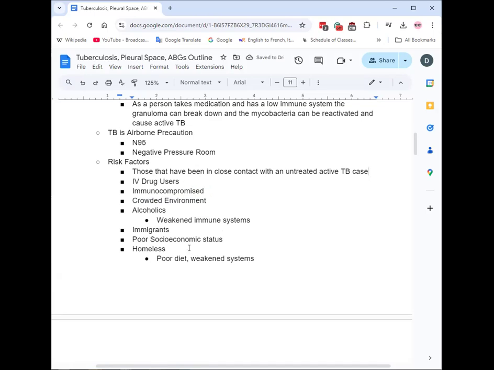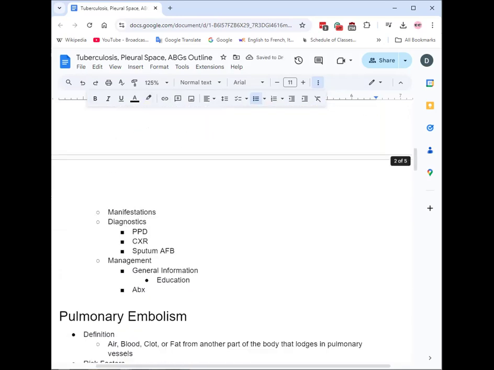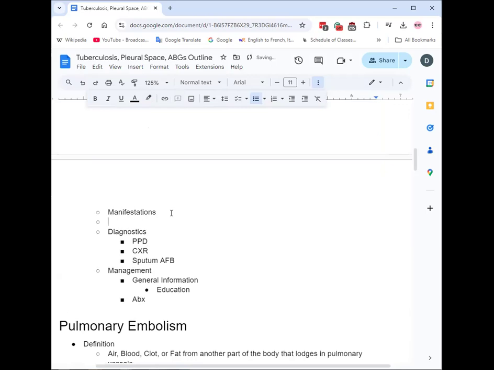All right. So pretty self-explanatory on a lot of these. Main thing to know, of course, is going to be this: you're going to know it's airborne. What does that mean? Some of the risk factors might be good to know. What are some of the manifestations? Again, you could always get those SATAs, pick every sign and symptom.